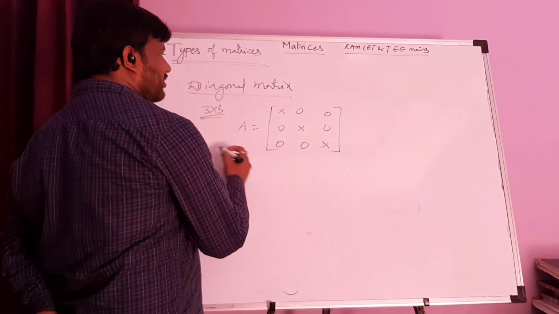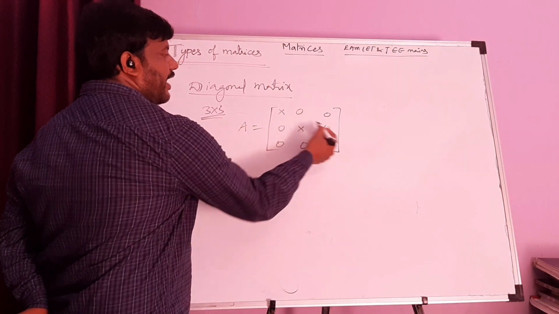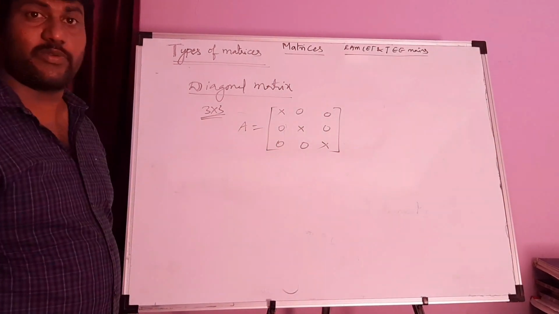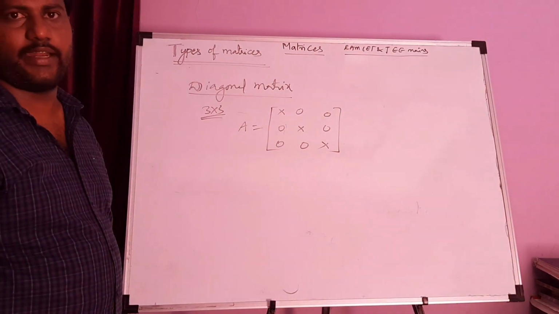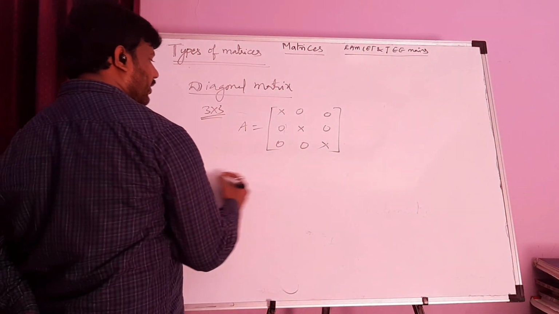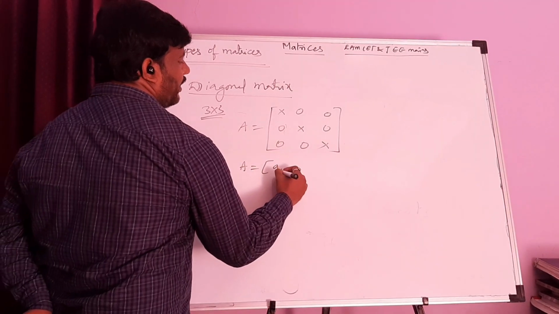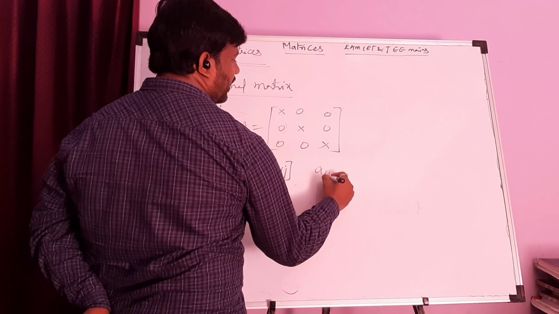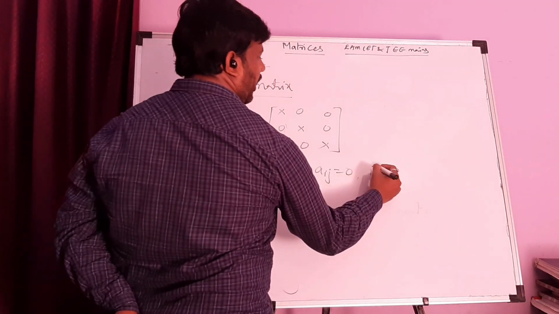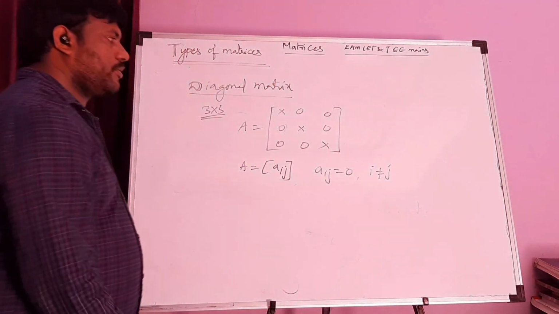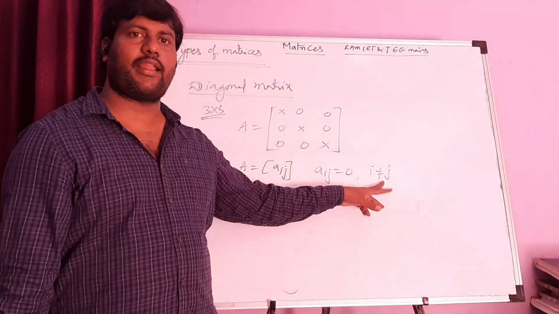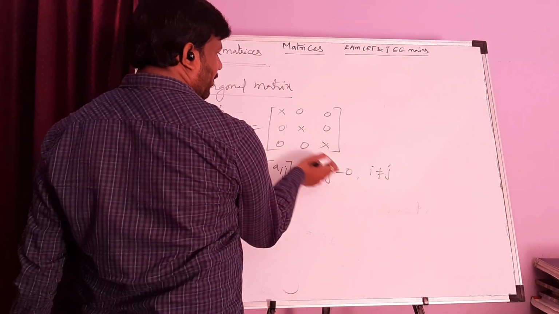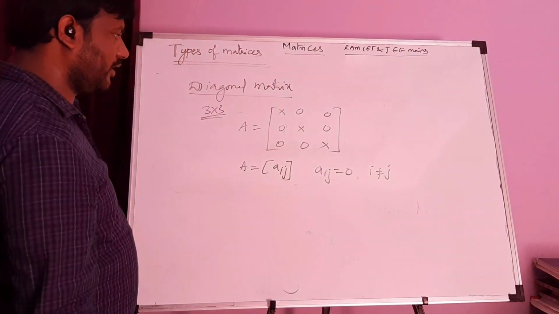So simply we can say that in a square matrix, if the non-diagonal elements are zeros, the matrix is called a diagonal matrix. In the compact form, the diagonal matrix is defined like this: Aij, where Aij is equal to 0 for i not equal to j. I not equal to j means they are not diagonal elements. So different elements will be present in the principal diagonal positions, right?